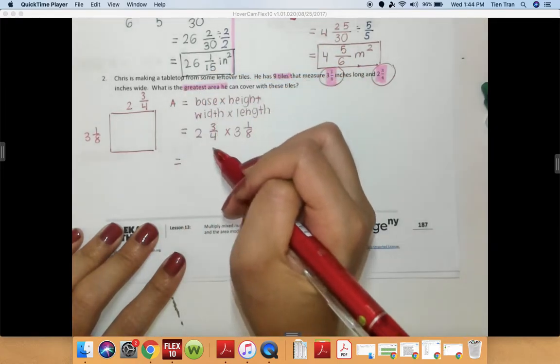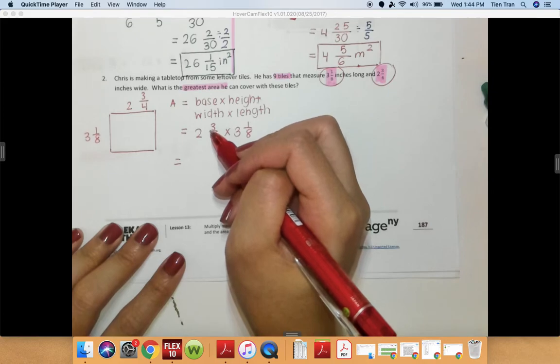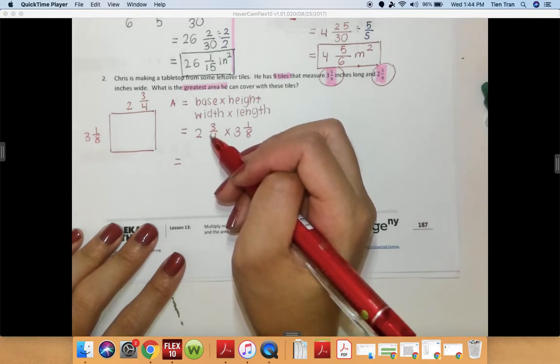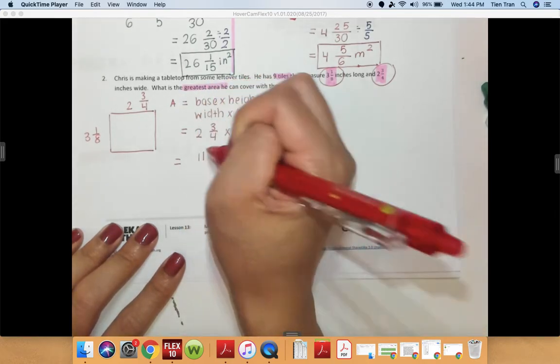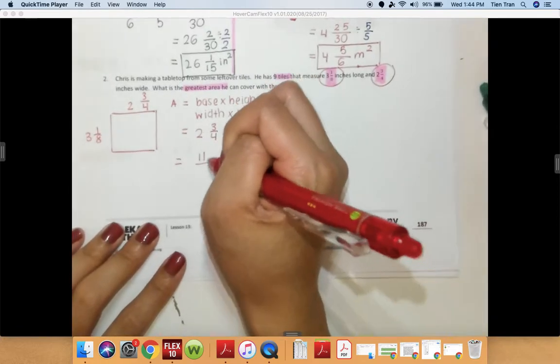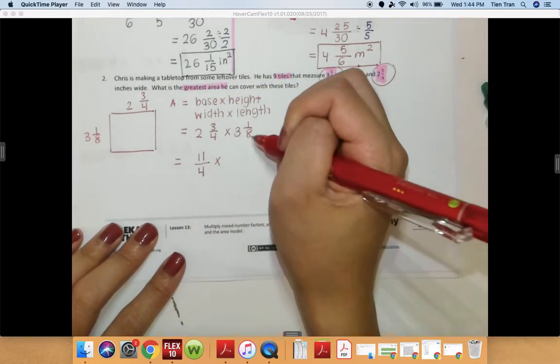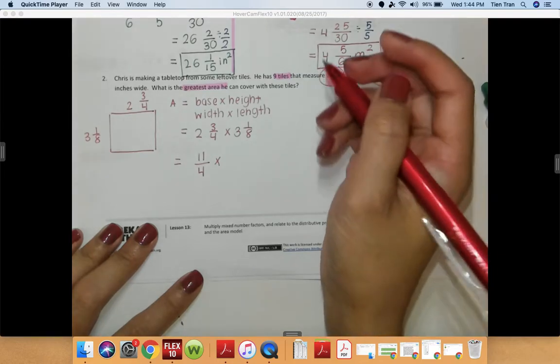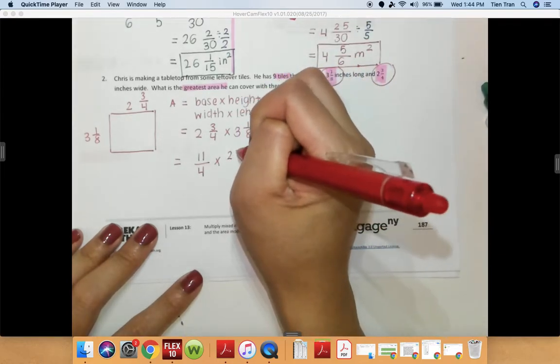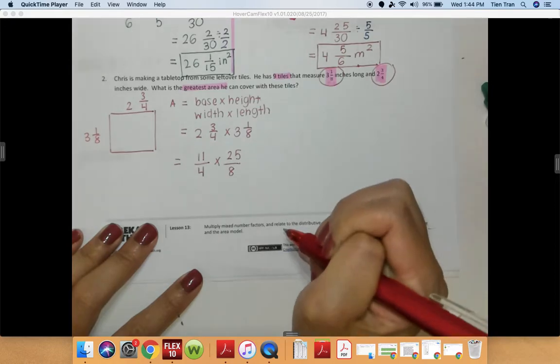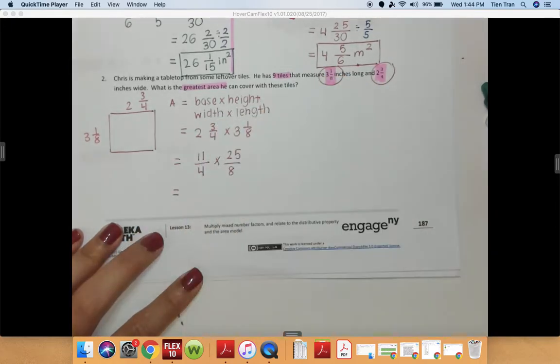4 times 2 is 8, and 8 plus 3 gives me 11. My denominator is 4. Then 8 times 3 is 24, plus 1 gives me 25 eighths. So now I am going to multiply 11 times 25.